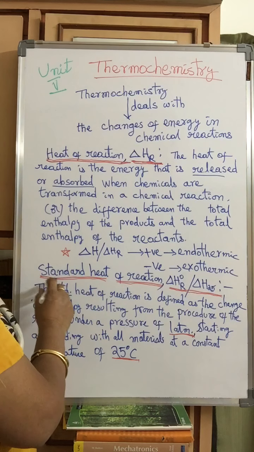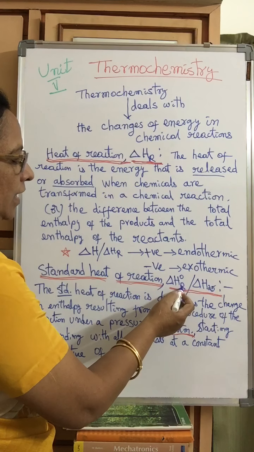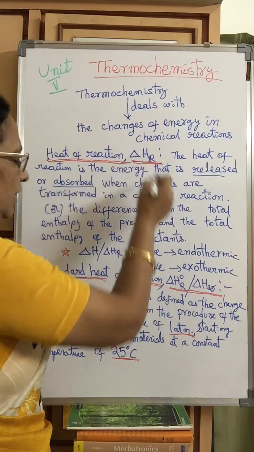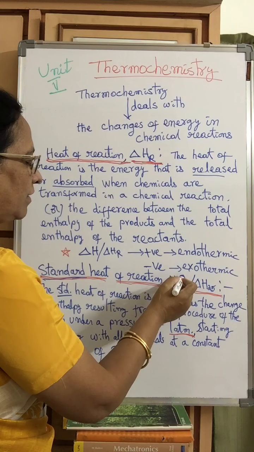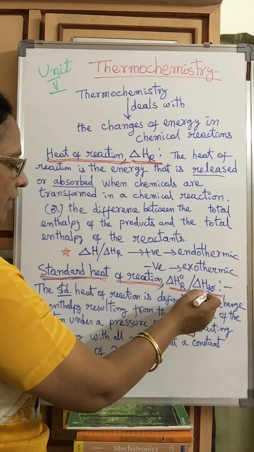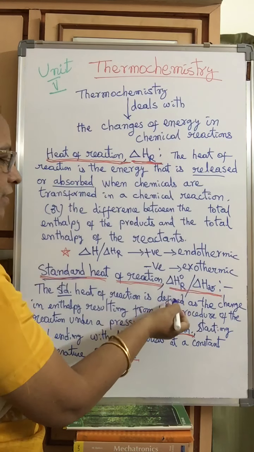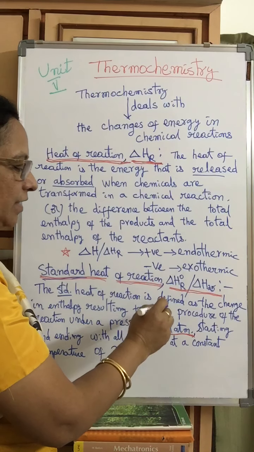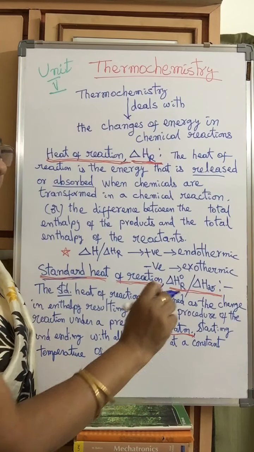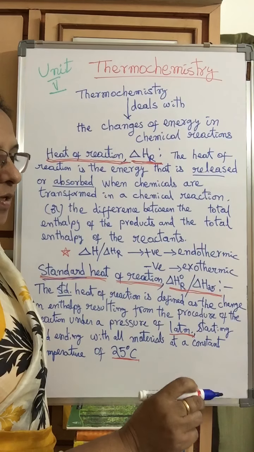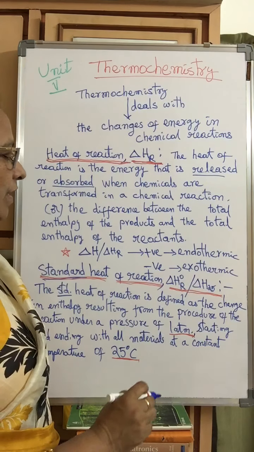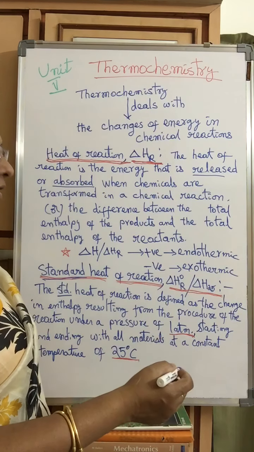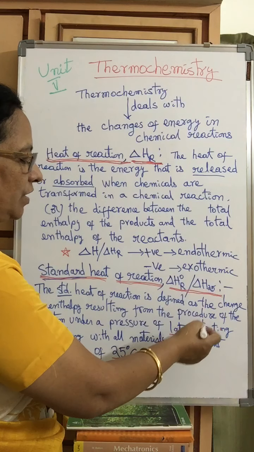Next term is standard heat of reaction, delta HR naught. When we are using this term standard, this delta HR becomes delta HR naught or delta H25. This is also the same delta HR, but the difference is that all the reactants are at 25 degrees centigrade and all the products formed are also at 25. Then what is the difference between the enthalpy of reactants and products? That is called standard, and the pressure is 1 atmosphere.